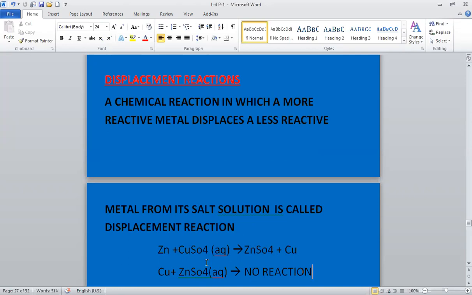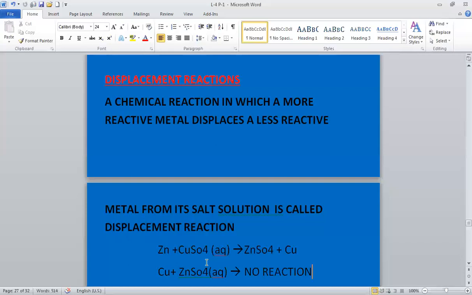But when we put some zinc granules in a beaker containing copper sulfate solution, what will happen? Copper will be removed from the solution, a colorless solution of zinc sulfate is formed, and reddish brown copper is seen on the zinc granules.